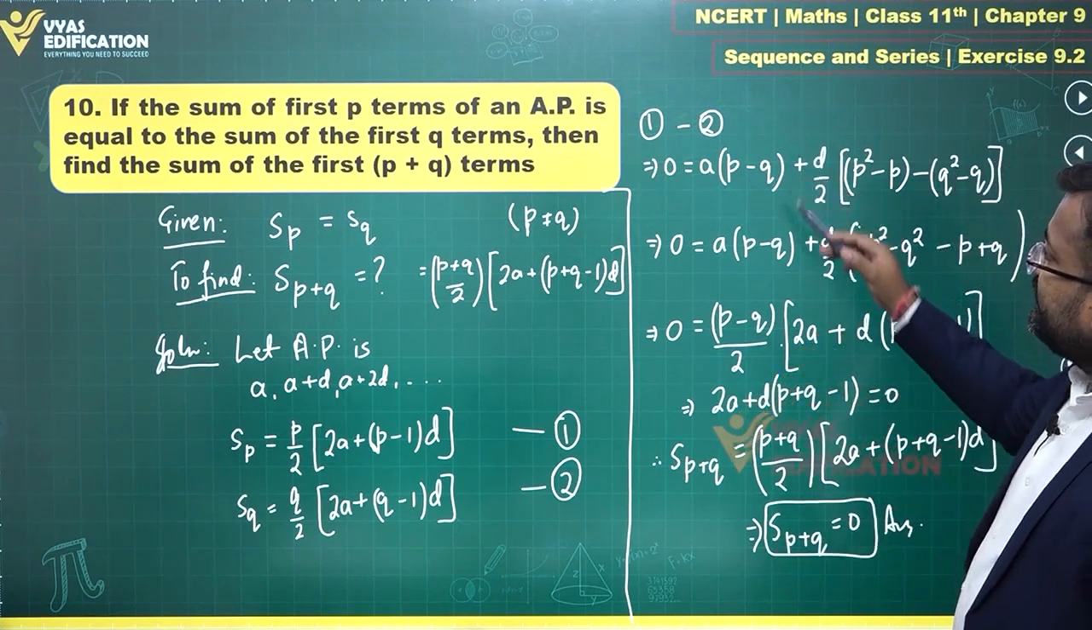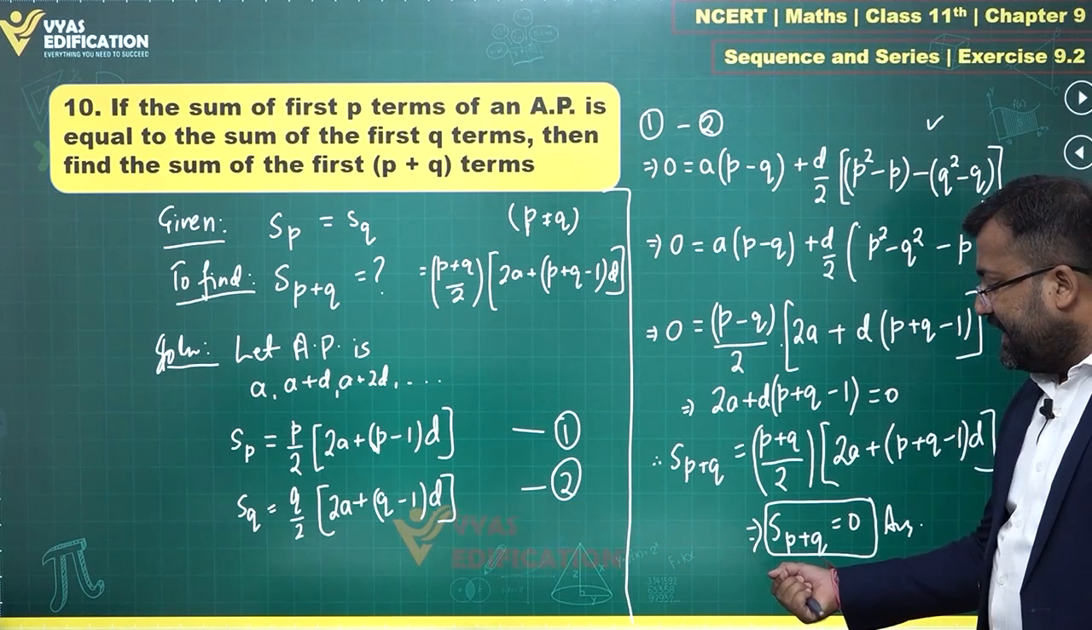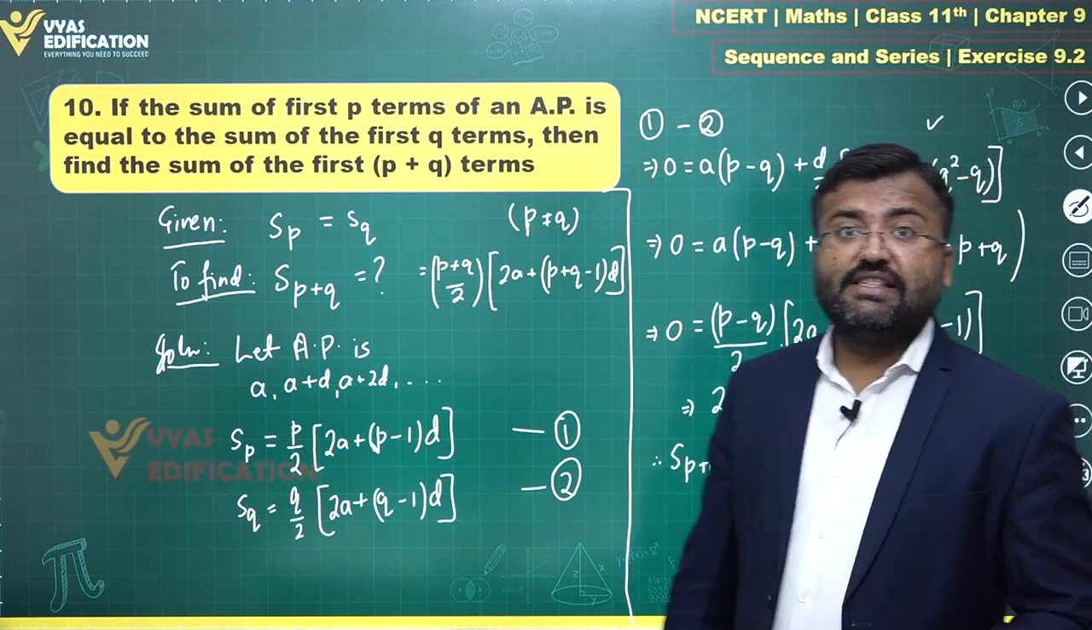So subtracting these two was important. Once we found the relation between a and d, things become very simple after that. That's all that you need in this 10th question.